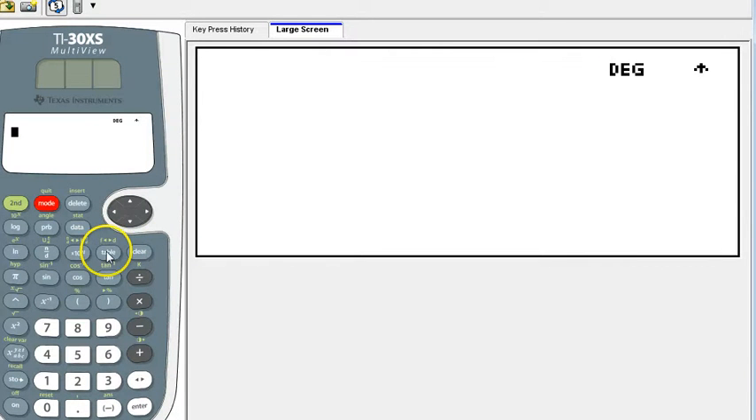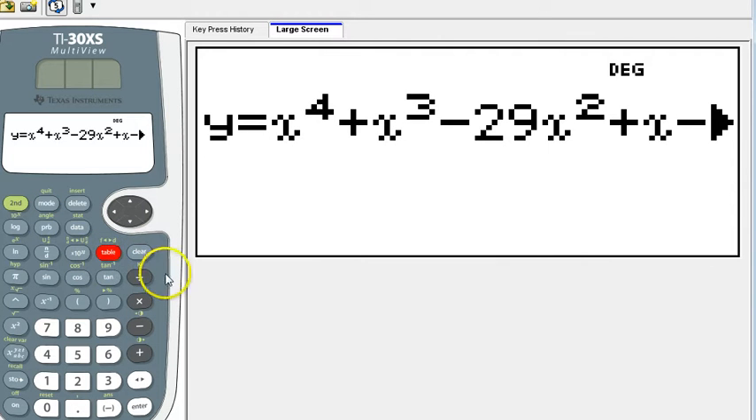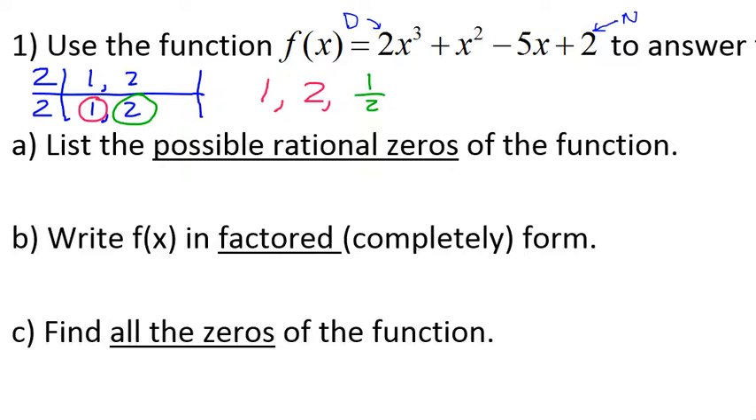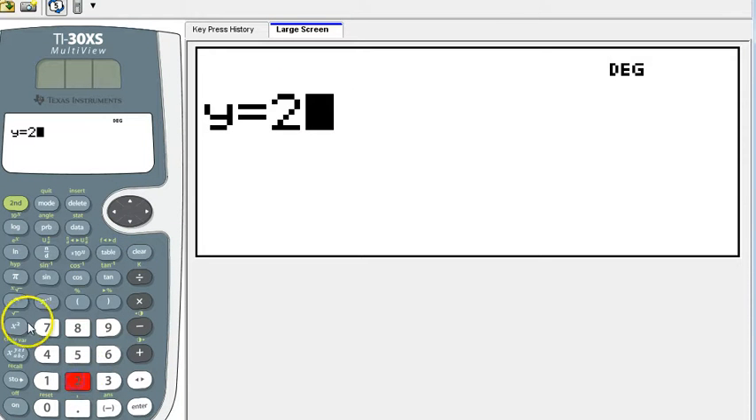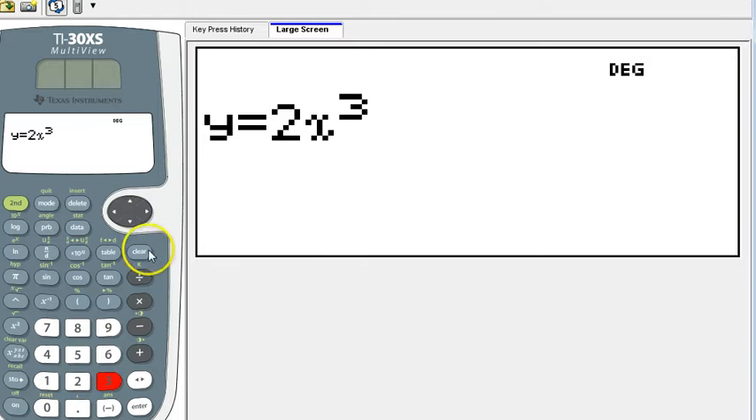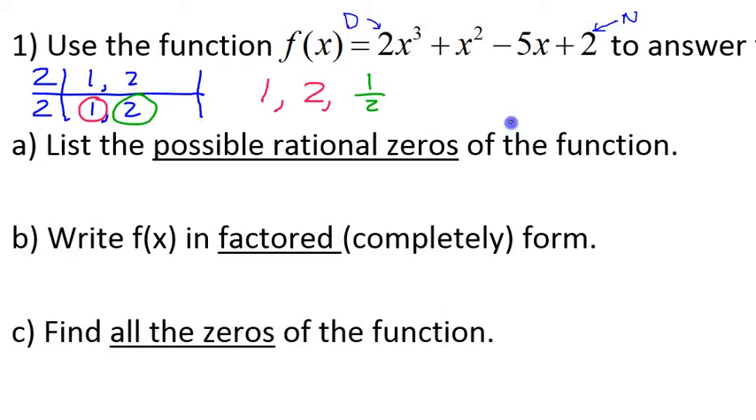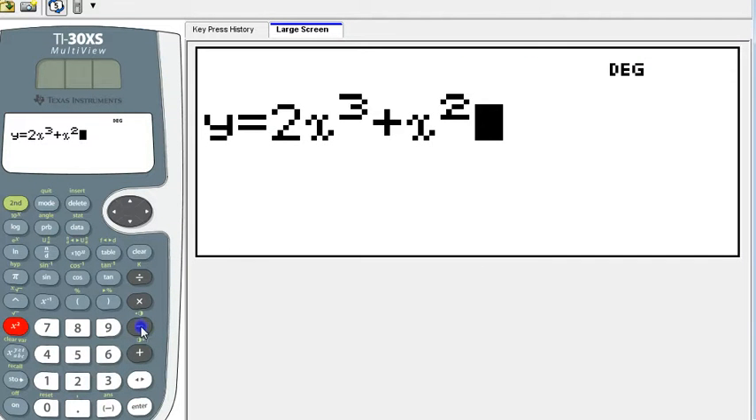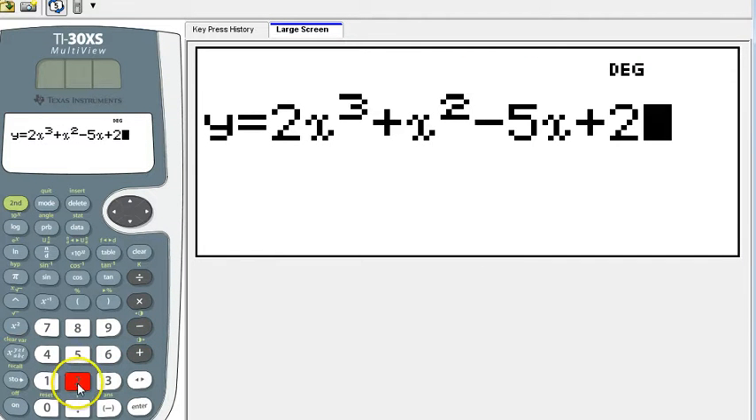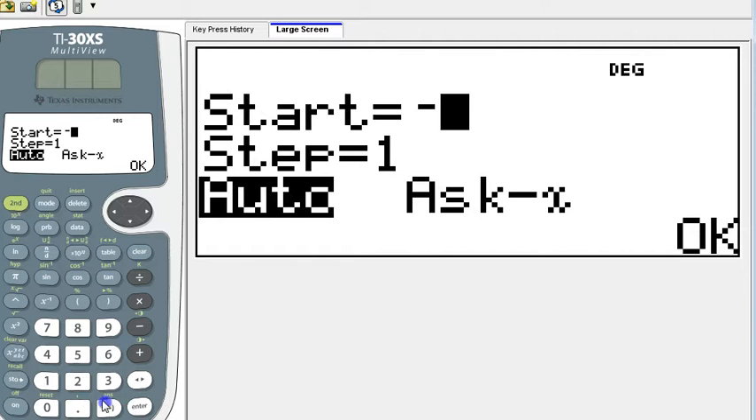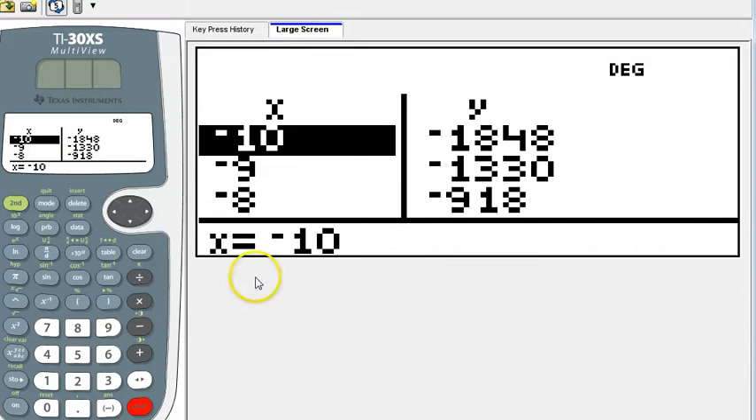I'm using a TI-30XS MultiView. Hit the table button. Already got something in there. All right, so let's see. 2x to the third power plus x squared minus 5x plus 2. I always start at negative 10 because it rarely goes beyond that. I'm looking for 0 over here in the y column. That will give me the zeros of the function.